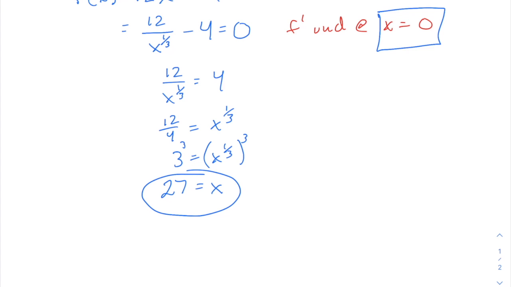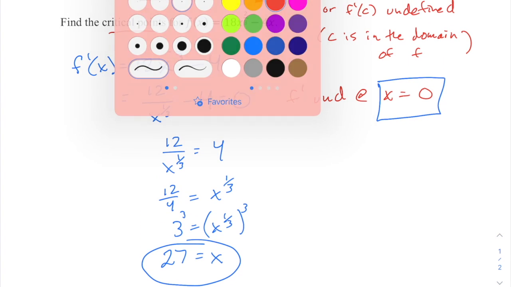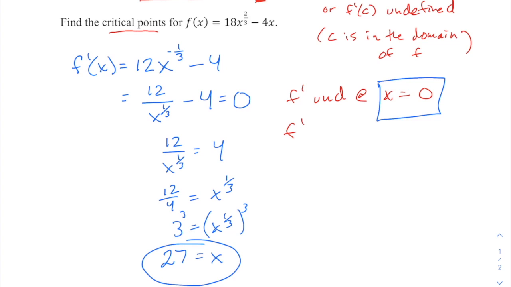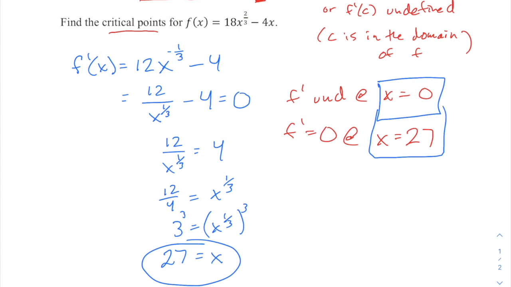So we have two critical numbers here, and one of each of the variety. One place where f prime was undefined, one place where f prime was 0. Doesn't really matter. You don't have to classify when they ask for critical points. So 0 and 27. But I thought I'd bring in the graph just so we can see some reminders of what makes a derivative 0 versus what makes a derivative be undefined.